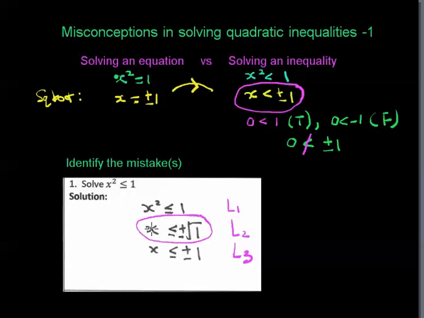How to correct this mistake? Instead of square root both sides, we can start by subtracting 1 from both sides. So x squared minus 1 on the left, and 1 minus 1 is 0, so on the right-hand side we get 0. Then we can continue to factorize x squared minus 1. We obtain two factors, that is x minus 1 and x plus 1.